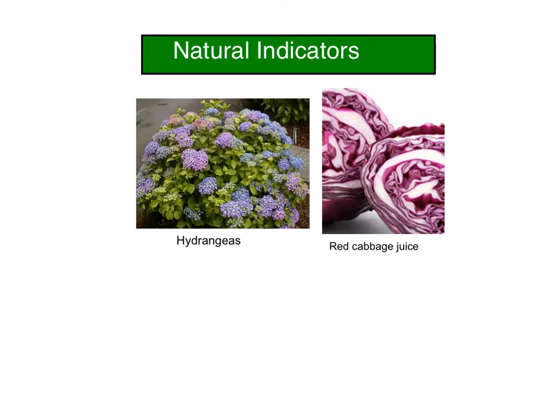There are a few natural indicators. One of them is cabbage juice. So if you kind of boil this down and get cabbage juice, the cabbage juice will change colors based on if it's acidic or basic.